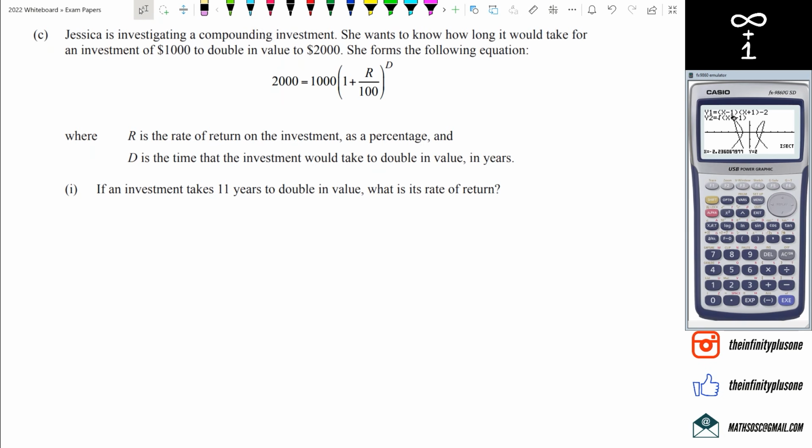All right, guys, hopefully you pause the video and just read through the question, but I kind of paused it, but I guess I'm recording it, so it really doesn't matter. But anyway, question C, what do they got? C part 1 is if an investment takes 11 years to double in value, what is the rate of return?